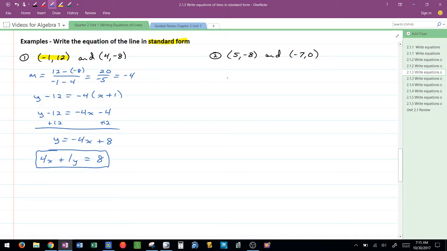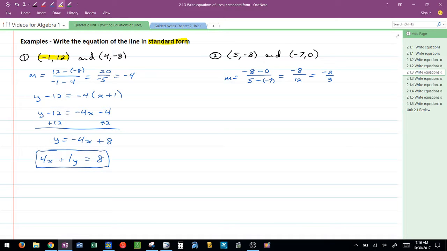All right, second example here, slope. The slope would be negative 8 minus 0 over 5 minus negative 7, which would be negative 8. Change in y is negative 8. Change in x would be 12. Now I'm going to simplify this. I know that 4 goes into both the top and the bottom, so this is really negative 2/3.